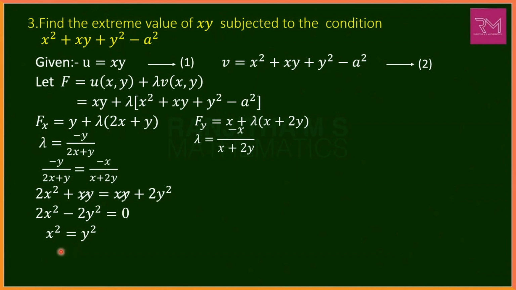Same as previous problem. Here x square is equal to y square, we can write it as y is equal to plus or minus x. After obtaining this equation, we have to find the stationary points at y is equal to plus x and at y is equal to minus x. For that, we have to substitute these values in equation number 2. Let's see how to find.